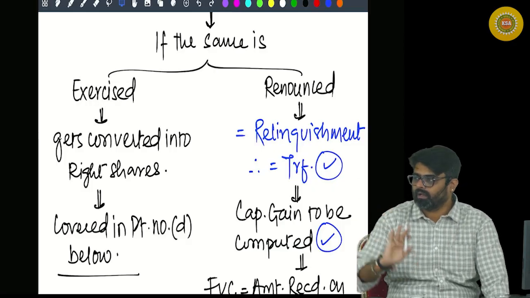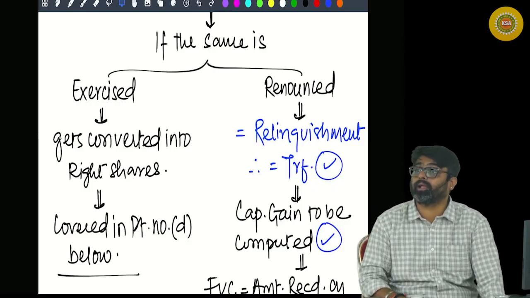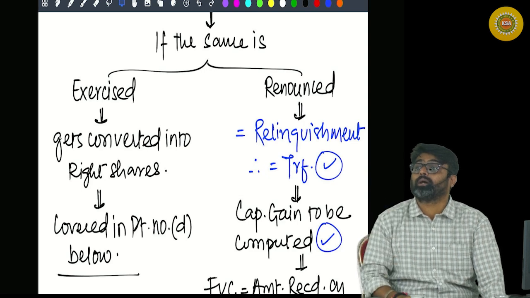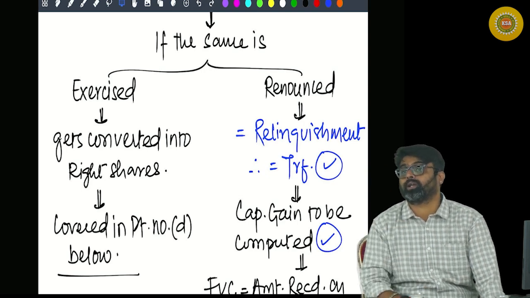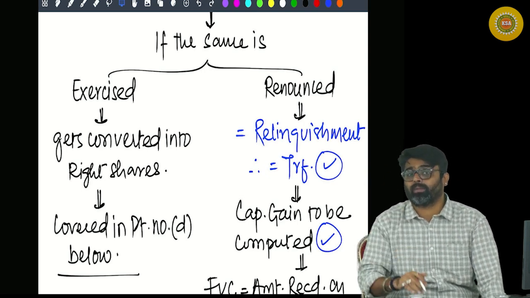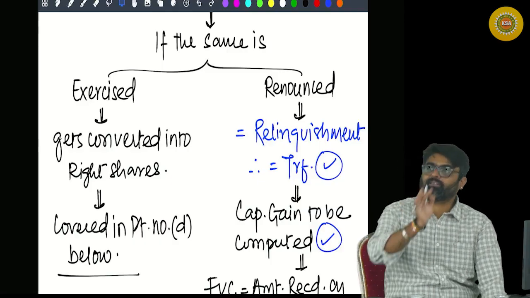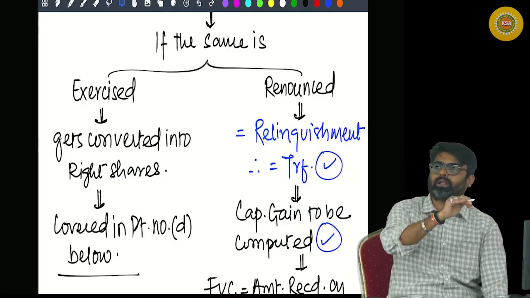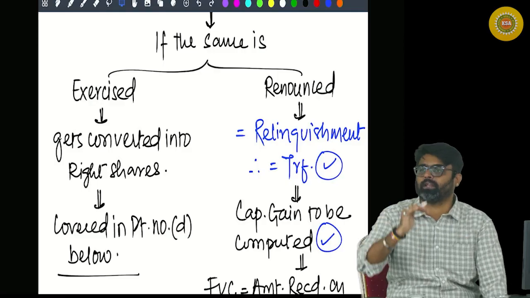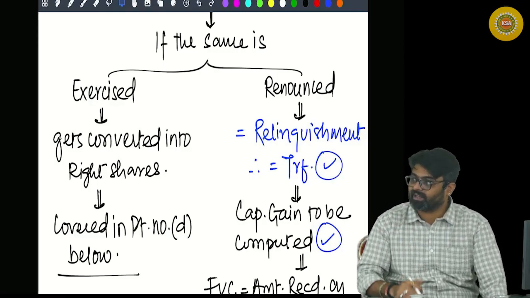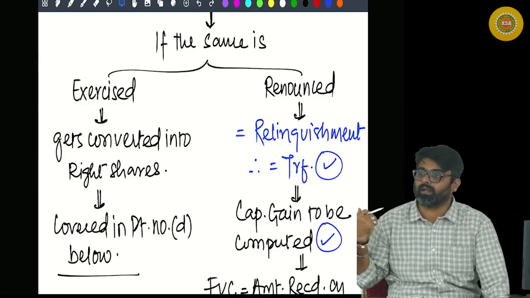Assume that you are the shareholder holding 1,000 shares. The company gave you the right to acquire how many shares, at a price of rupees? When you exercise that right, the company will take 300 per share and issue rights shares to you. But did you exercise that right, or did you renounce that right?